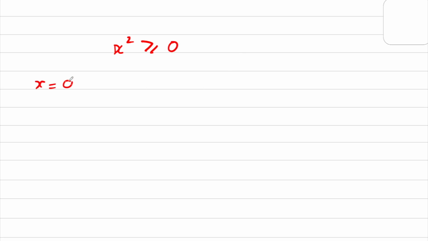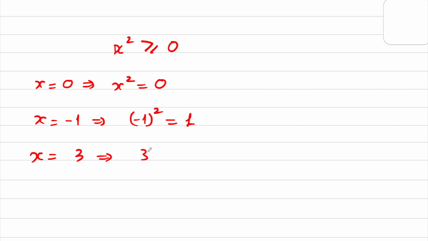When x equals 0, you get x squared equal to 0. When x equals negative 1, the square will be equal to 1. When x equals 3, you get 3 squared equal to 9. When x equals minus 4, this means minus 4 inside the bracket and square outside, you get 16 here.